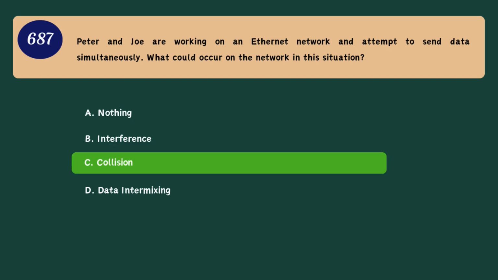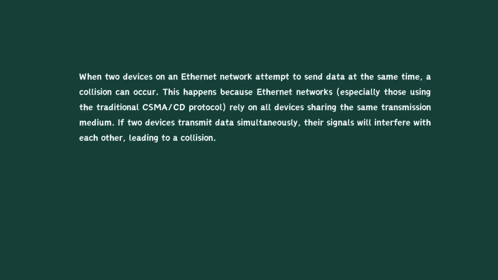Correct answer. C. Collision. When two devices on an Ethernet network attempt to send data at the same time, a collision can occur. This happens because Ethernet networks, especially those using the traditional CSMA/CD protocol, rely on all devices sharing the same transmission medium. If two devices transmit data simultaneously, their signals will interfere with each other, leading to a collision.